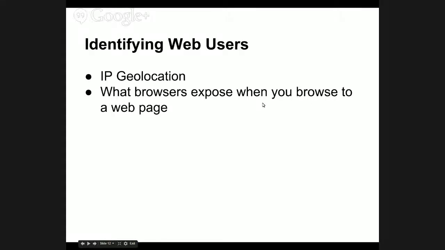Identifying web users. So we'll now start talking about identification techniques for being able to identify different types of users. We'll talk about IP geolocation, and also what your browser exposes when you connect to the web page. Before I do that, does anyone have any questions on the previous content, basically the characteristics of the internet connection that you can't escape?